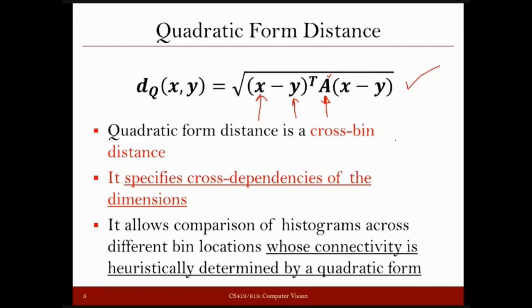Okay. So in quadratic form distance, we have introduced this term A, and later we'll see that this will be a kind of weight matrix. Sometimes quadratic form distance is also called cross-bin distance. And the reason is that we'll see that mostly this is used to compare histograms.